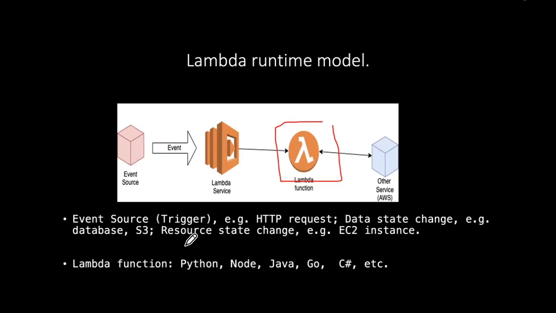The Lambda function can be written in any language you want to. The Lambda service doesn't care what the Lambda function is written in. It obviously impacts on the micro VM, because supposing it's written in Python, then clearly we have to have a Python interpreter contained within this micro VM. If it's JavaScript, we need to have a JavaScript interpreter, and so on.